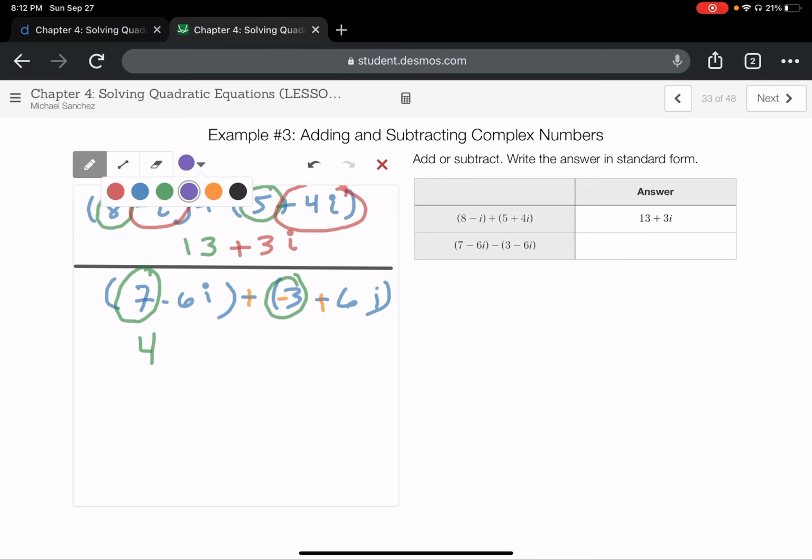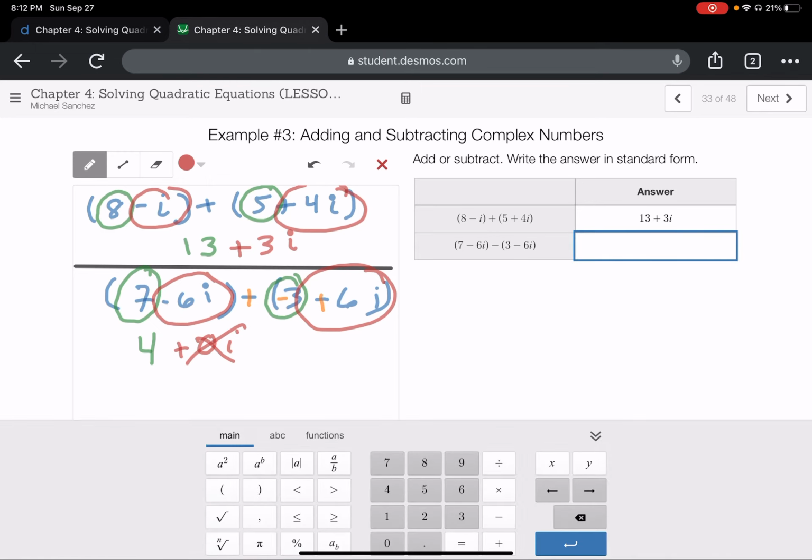And then for my imaginary parts, I have -6i and +6i. That gives me 0, 0i, so I don't need to write that. So the difference of those two complex numbers is just 4.